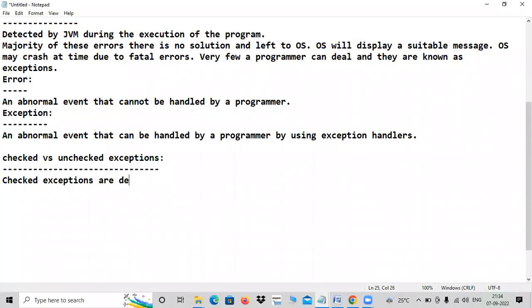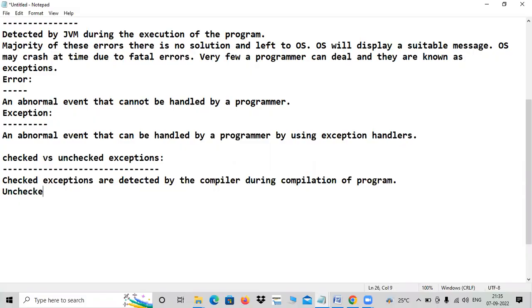Checked exceptions are detected by the compiler during compilation of your program, right? That is about that. What about the other one? Unchecked exceptions are not detected by the compiler, they are detected by the JVM.